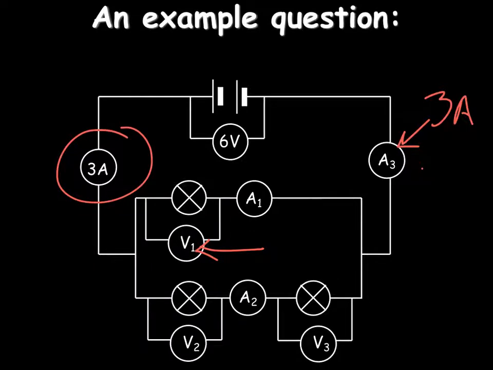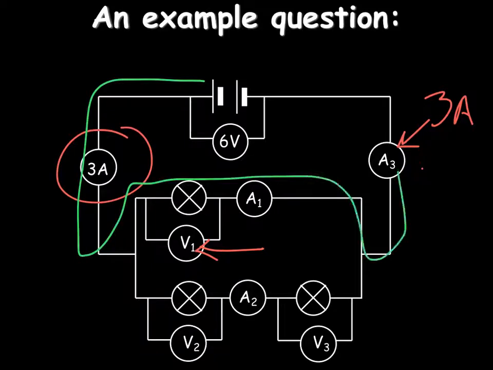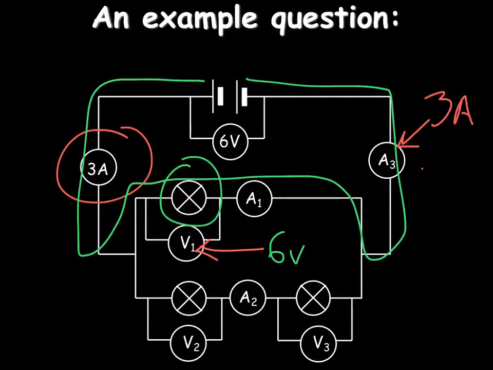I'm going to try a different colour now. Yes, let's try green. If I go round this way with my current, the only drop is in this signal bulb. So that must be 6 volts, the same as the battery.